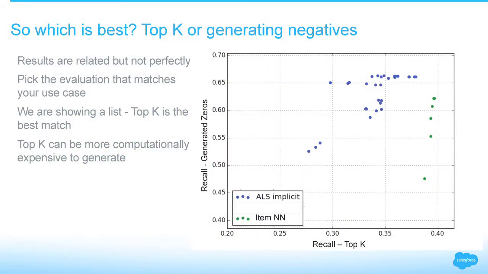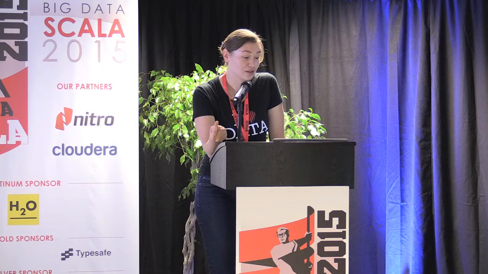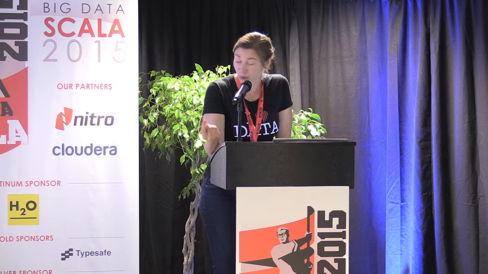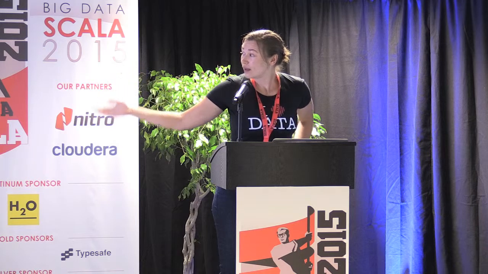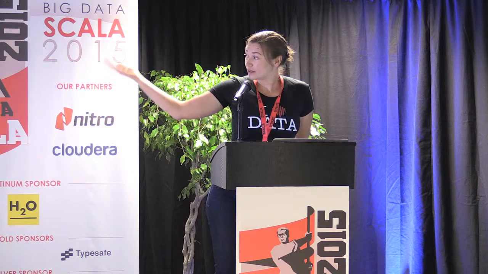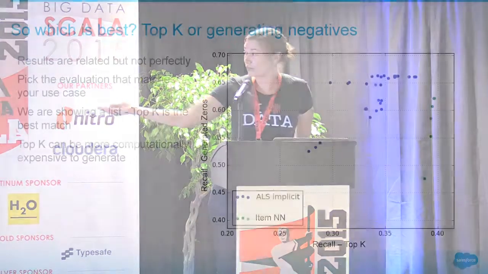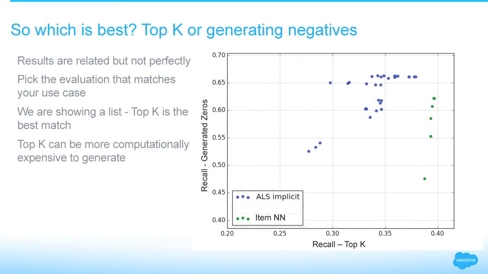So which do you want to use? Basically TopK or generating negatives. And again, this depends on what you're trying to do, right? Fortunately, the results are related. So you can see that there actually is a nice correlation. So what I've plotted here is the recall for generated zeros versus the recall for a TopK list for the 2 models, different hyperparameter runs, item-based nearest neighbors versus alternating least squares, implicit data.